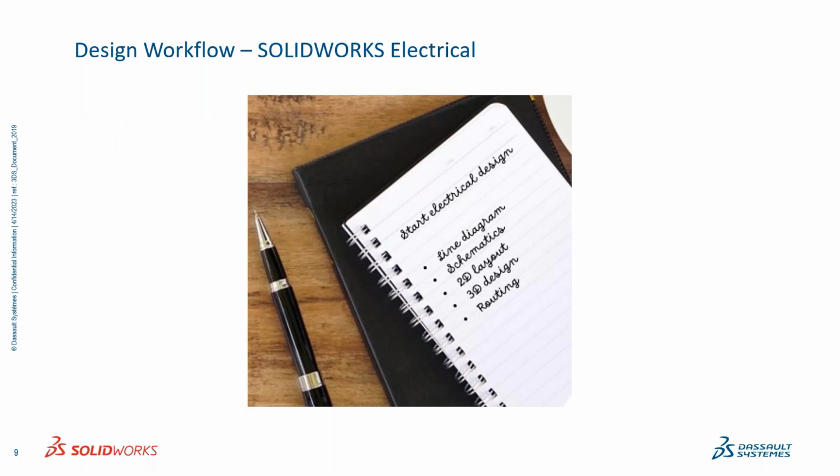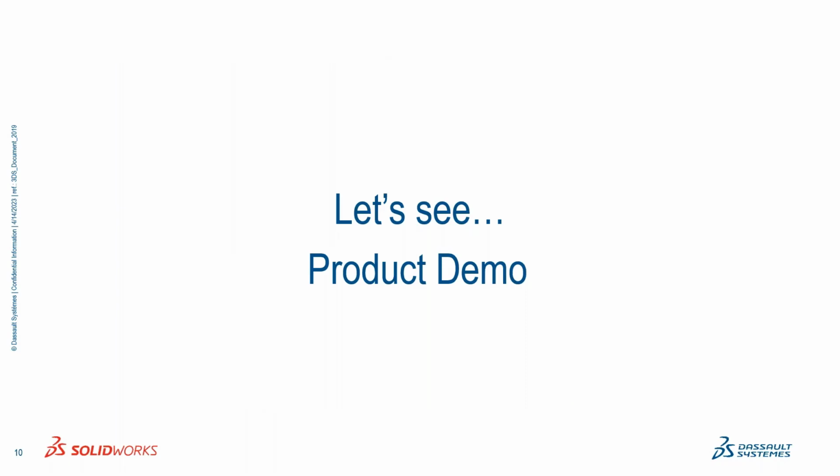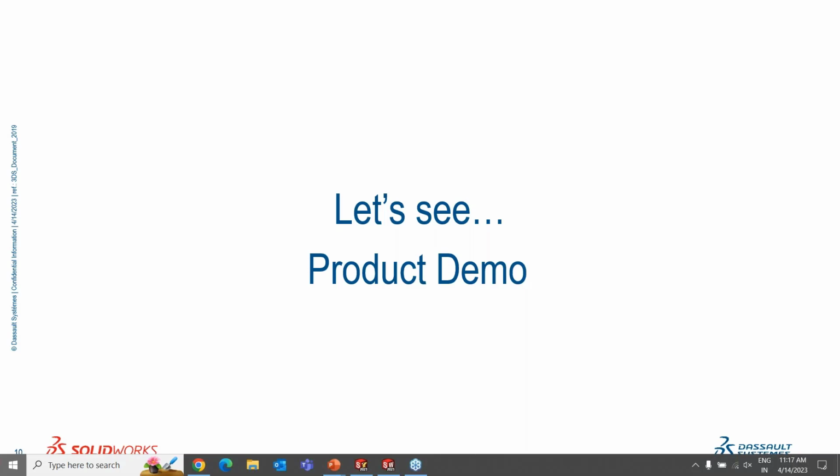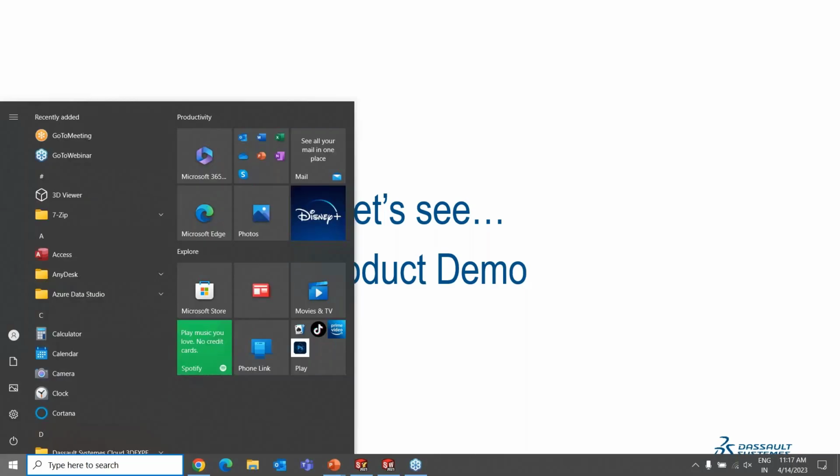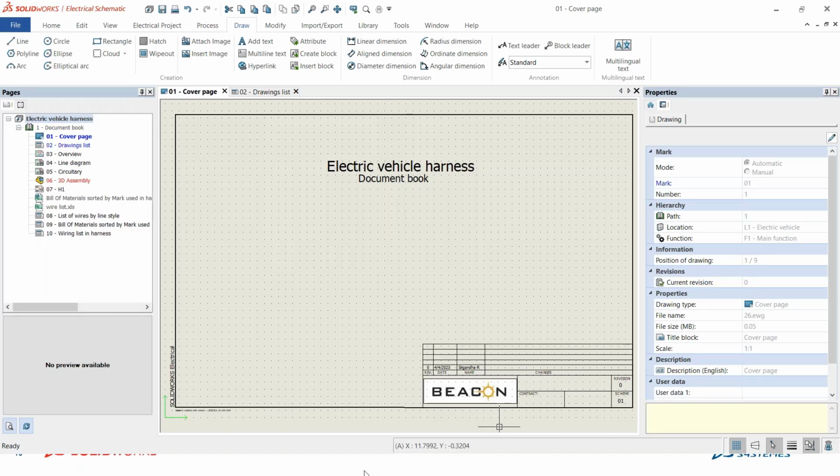So in the design workflow, you can see the first thing we'll be doing is line diagram schematics, 2D layout, how it is represented, and then we will move on to 3D design and routing, which will help us to completely showcase the electrical design in a mechanical atmosphere as well. So let's see the product demo. So let's take a look at how the particular data is here.